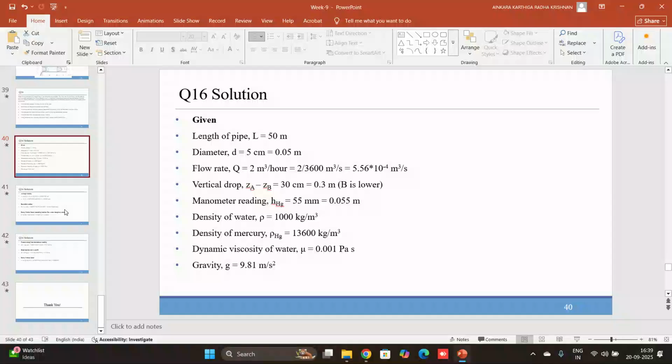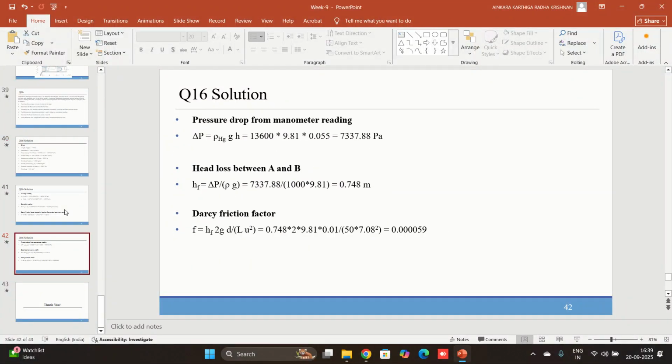Now we have to calculate the head loss between points A and B, and it is delta P by rho g. So delta P is 7337.88 divided by 1000 into 9.81. That gives us 0.748 meters. Now we know the pressure drop from the manometer reading, and we calculated the head loss between A and B.